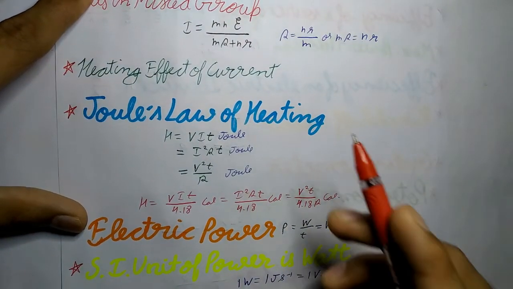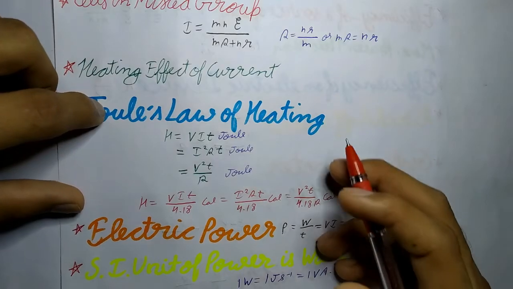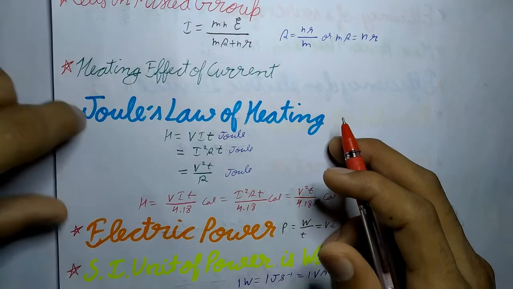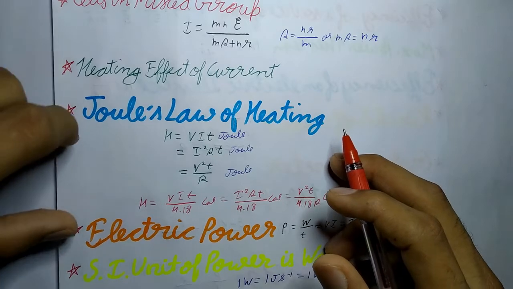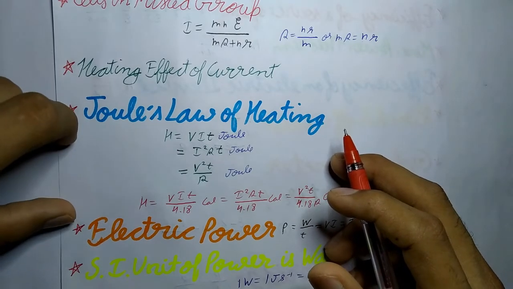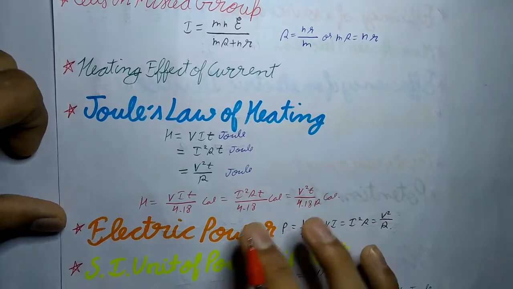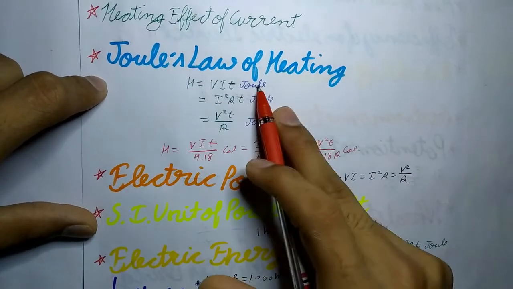The phenomenon of the production of heat in a resistor by the flow of an electric current through it is called heating effect of current, or Joule heating. So it is an irreversible process. Now next is Joule's law of heating.